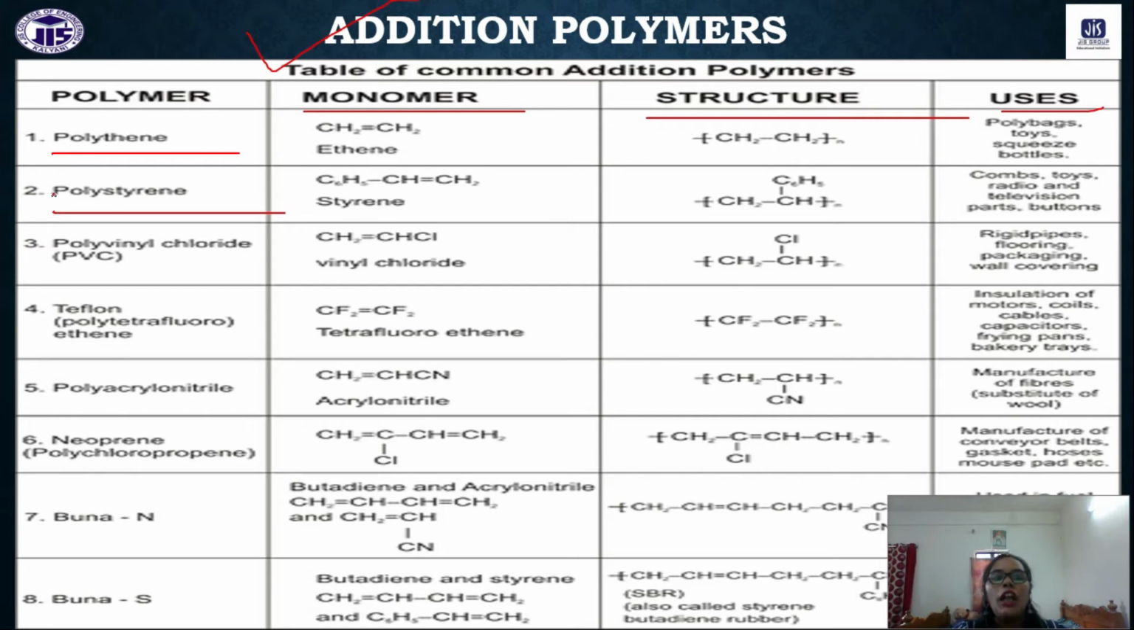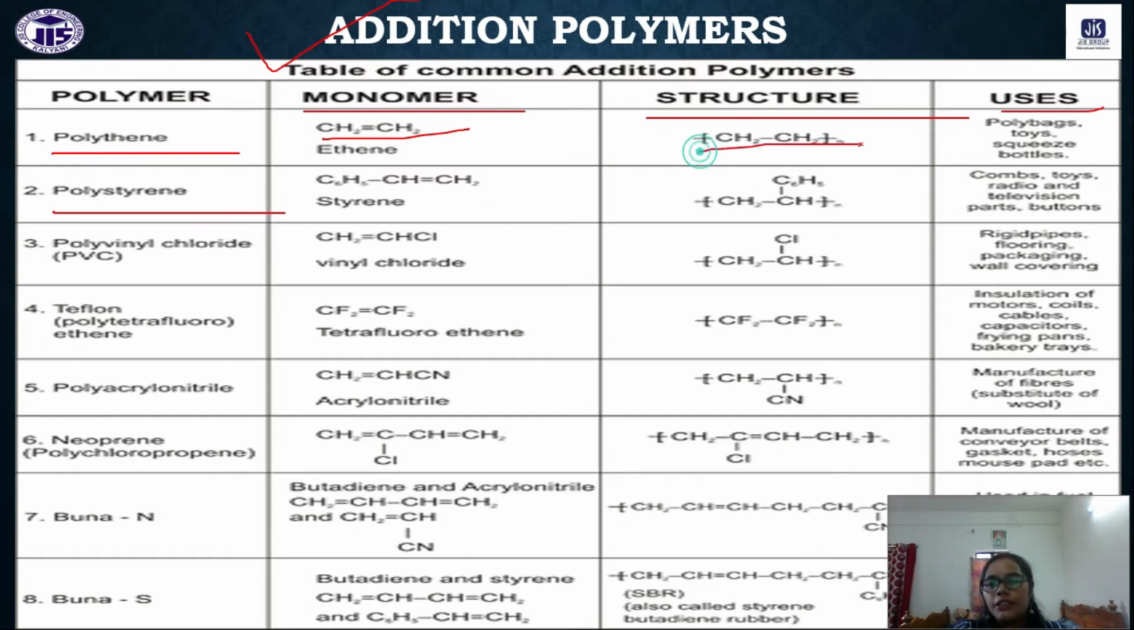Okay, so first we will see polyethylene. Polyethylene is a plastic material. First, ethylene is the moiety, and when many ethylene moieties attach with each other, they make the polyethylene molecule.